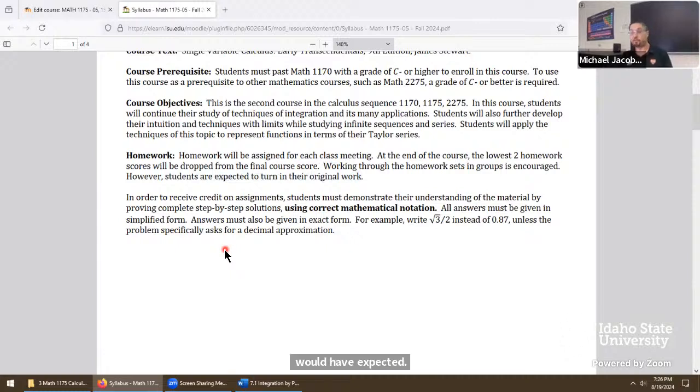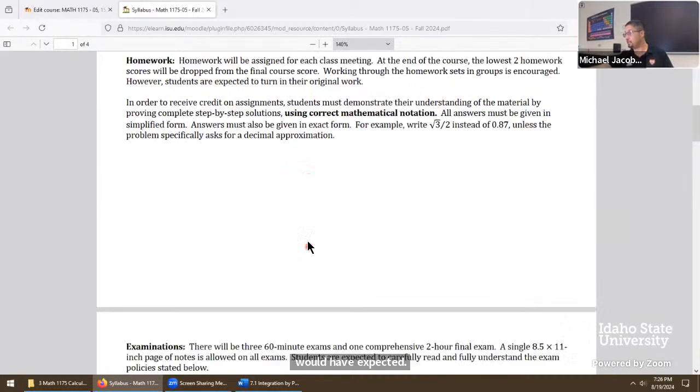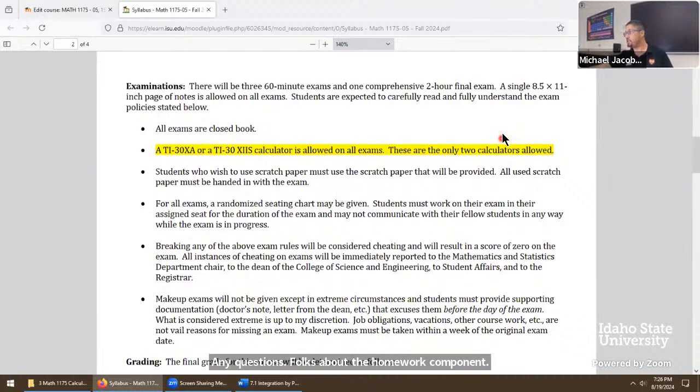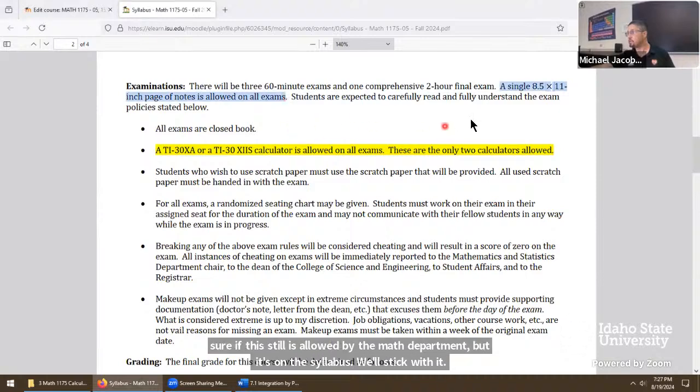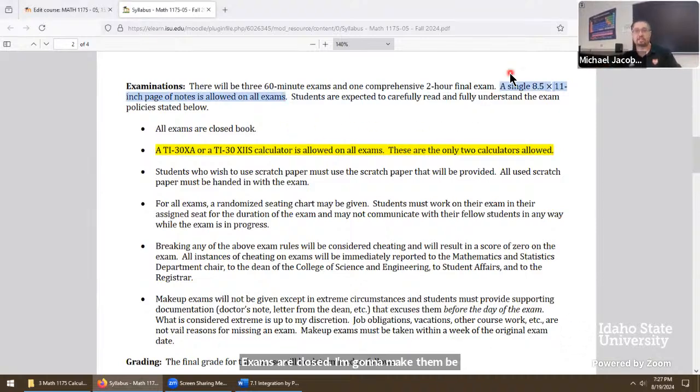Okay, well, there's really two components to your grade. There are homework sets, there'll be one per section, and then there are the examinations. I'm not sure if this still is allowed by the math department, but it's on the syllabus, so we'll stick with it. Exams are closed book. I'm going to make them open notes. There'll be a single page of this size, 8.5 by 11, but that means front and back. So one page, both sides of this size will be allowed for notes on this course.